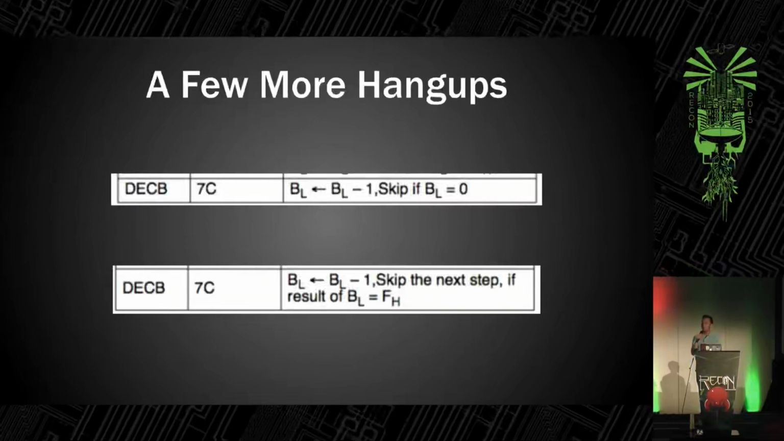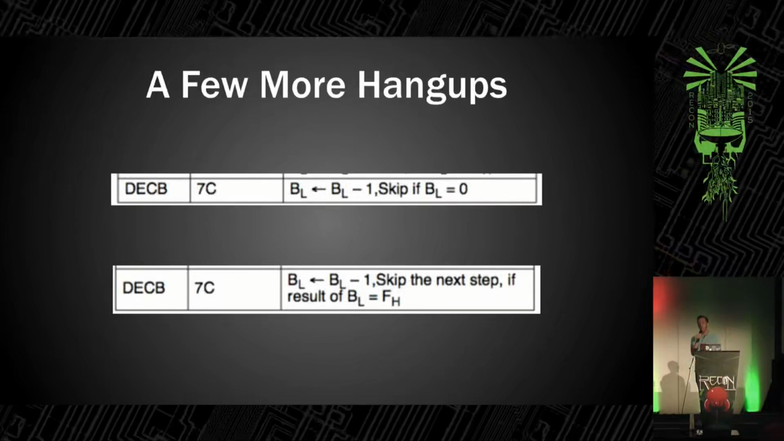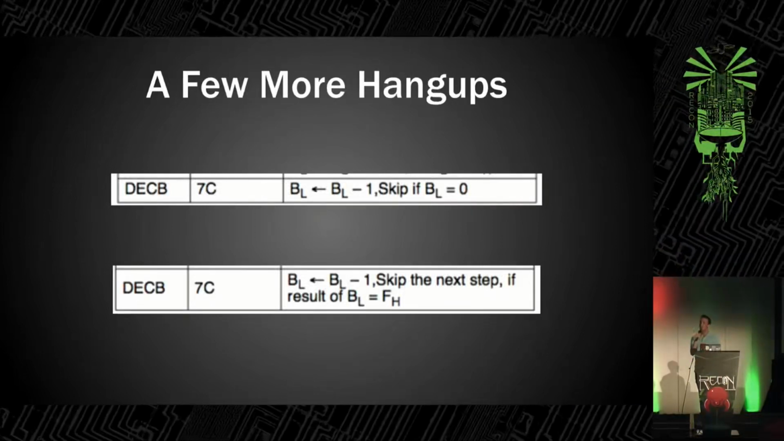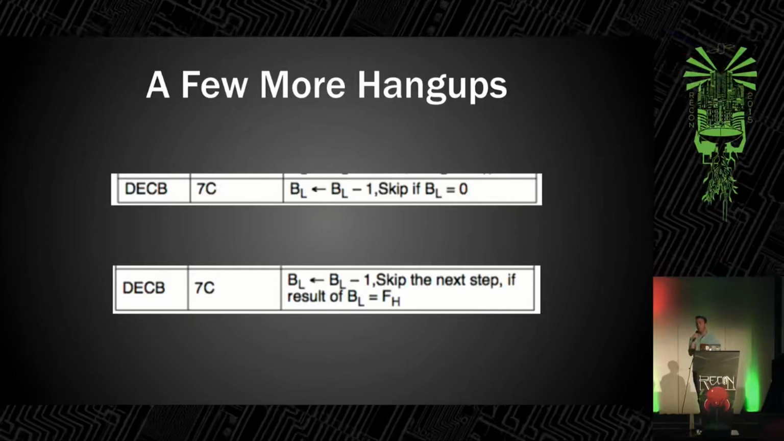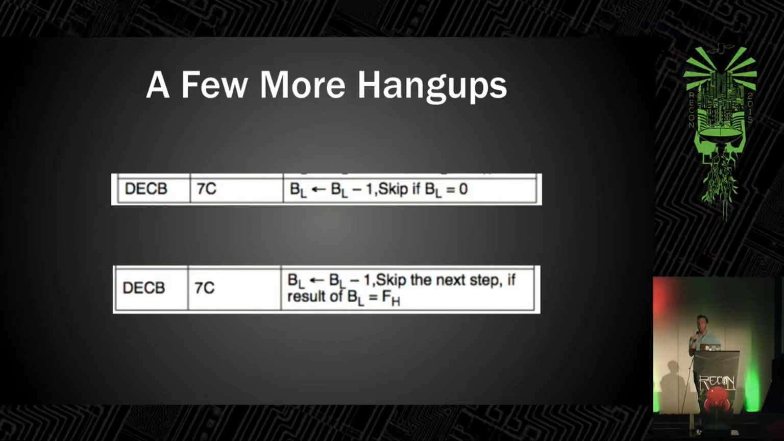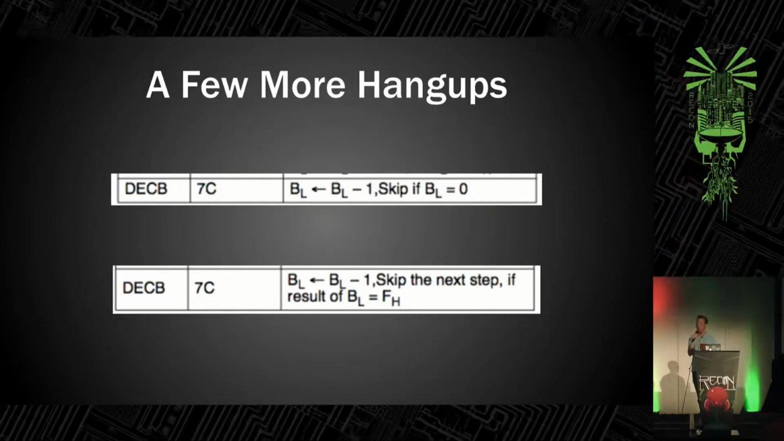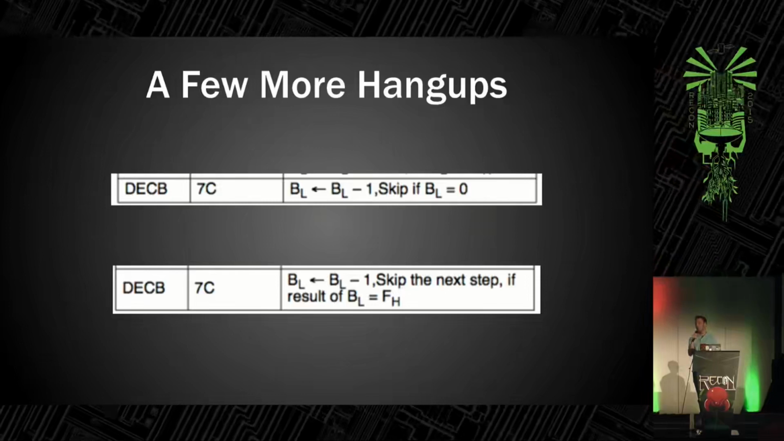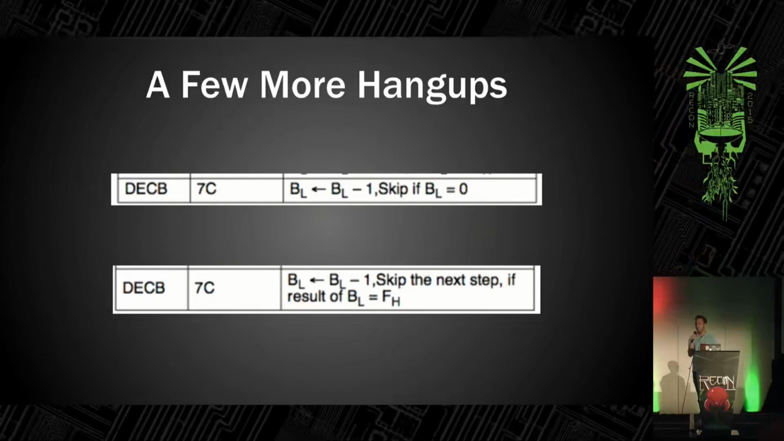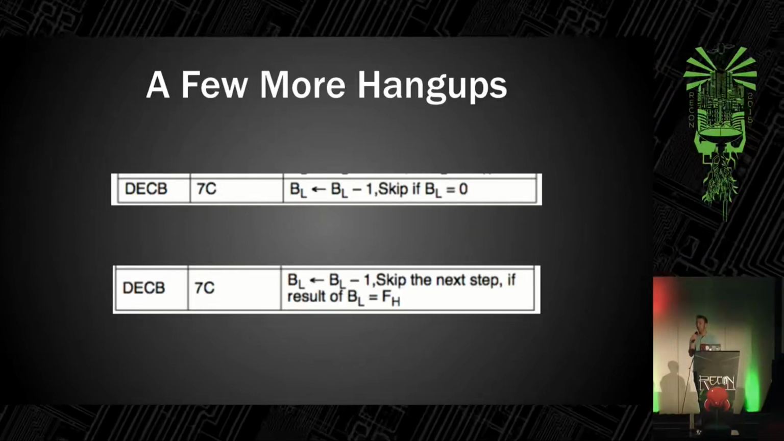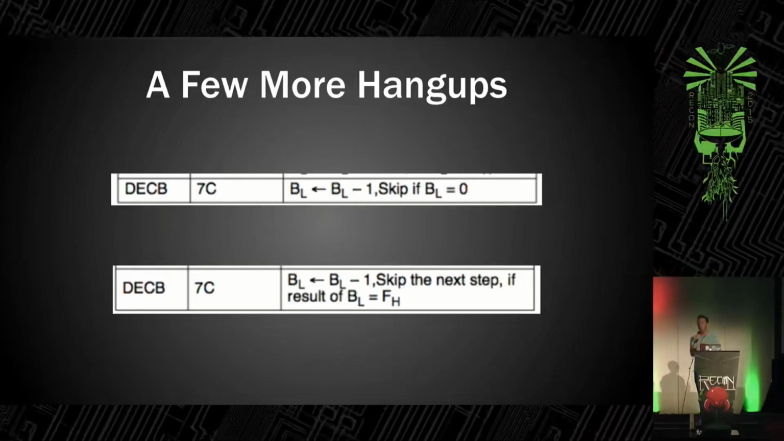So at this point in the process, we had the disassembler, we had the emulator, we could get a pretty good interpretation of the data coming over the lines. We still couldn't completely clone the chip. We had a few more hangups. One example here is that the data sheets were not the best data sheets. They had some incompatibilities. For example, you can see in the top one the skip if BL equals 0, and in the second one, skip if result of BL equals FH. So depending on how you implemented these instructions, you could have very drastically different code paths.